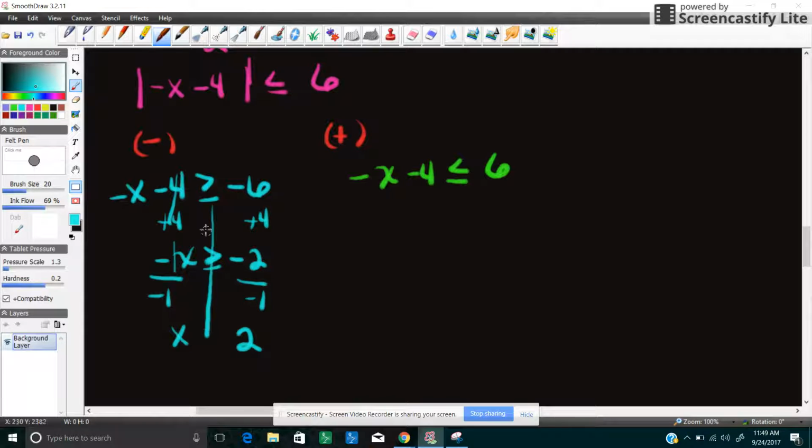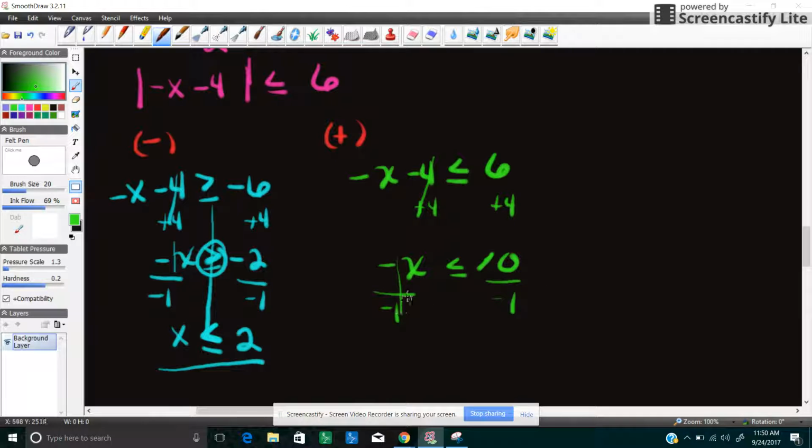I said something because a long time ago in Algebra 1, you learned that when we divide or multiply by a negative when inequalities are involved, we have to switch the sign. So this is actually going to be less than or equal to 2. That's my first answer. Let's do the other side. Add 4, add 4. I'm not going to put the line this time because it looks a little messy. So I have negative x is less than or equal to 10, since 6 plus 4 is 10. Again, divide by negative 1, which gives me x is greater than or equal to negative 10. And again, we have to flip because we're dividing by a negative. So right here we flipped, right here we flipped because of this division by negative 1.